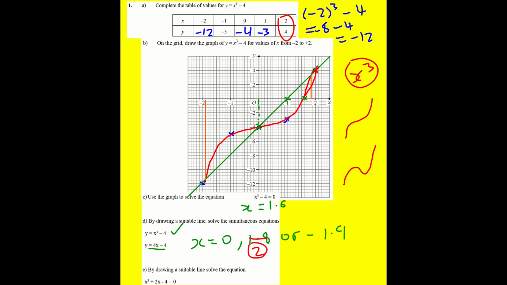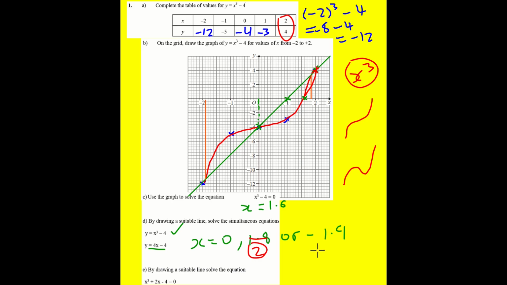Let's check the minus 1.9. So this is what you can do, even if you didn't draw your graph that accurately, or you think there's an issue with it, you can kind of check your solution. If I substitute in minus 1.9, I get minus 10.8 in the first one. And then I get minus 11.6 in the second one. So I'm okay with that.